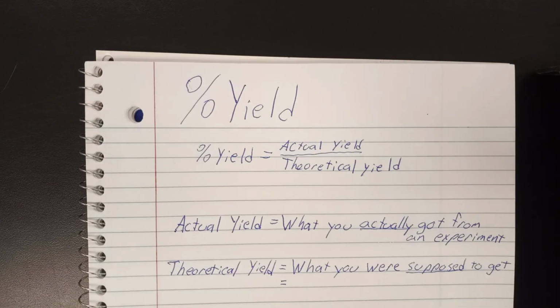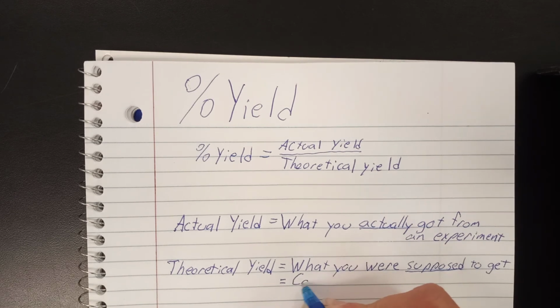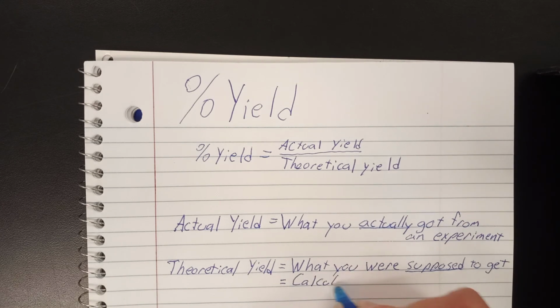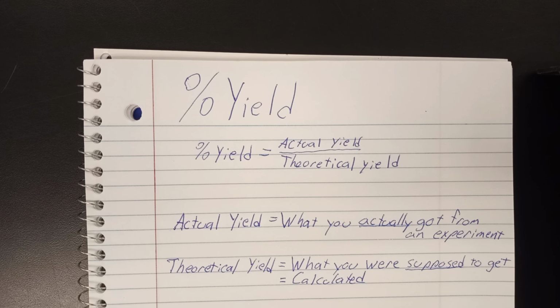Our theoretical yield is what you were supposed to get. Well, how do we figure that out? How do you know what you were supposed to get? And frankly, that is our calculated value. We have to work through that and figure that out for ourselves.